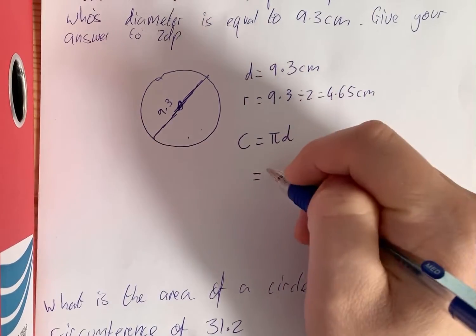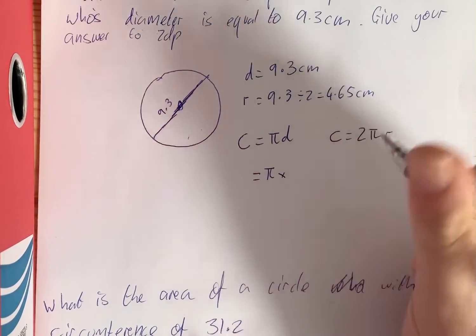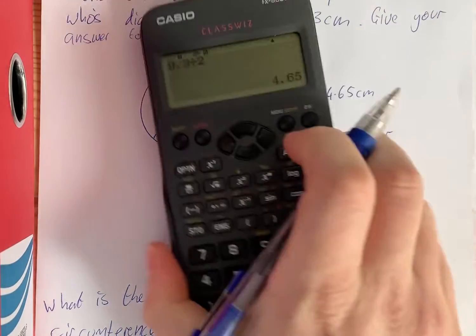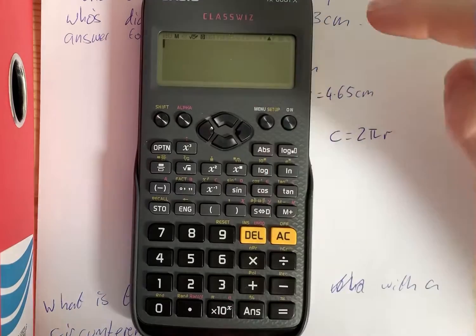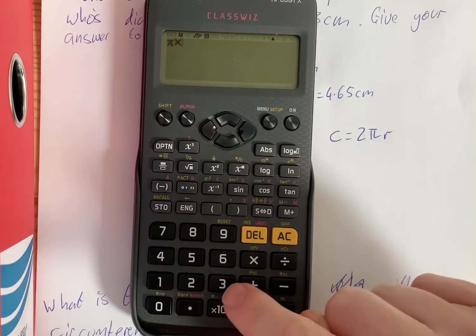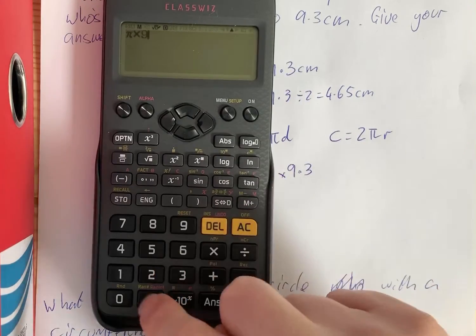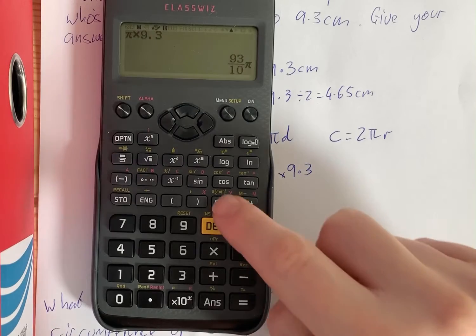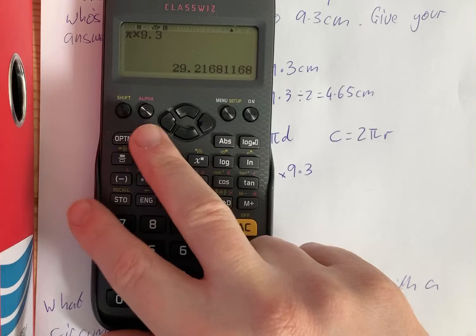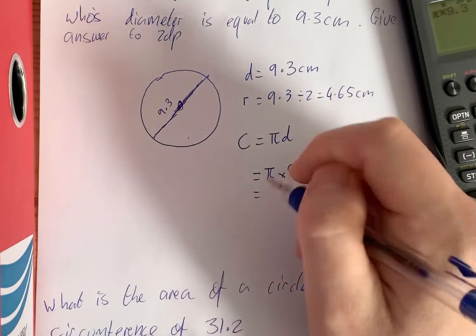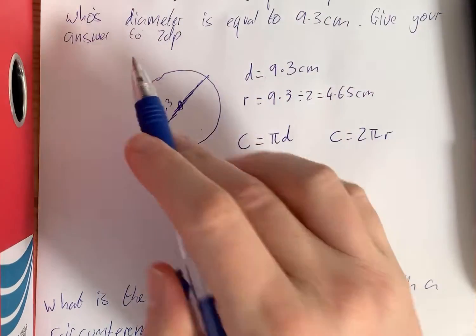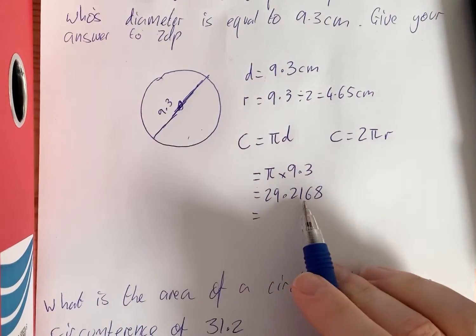So circumference equals pi multiplied by the diameter, 9.3. And I would encourage you to use the pi button on your calculator. I'm not sure how well you can see the screen, but circumference is equal to pi times the diameter, which was 9.3. That gives me, and press the SD button to bring it up as a decimal, 29.2168.